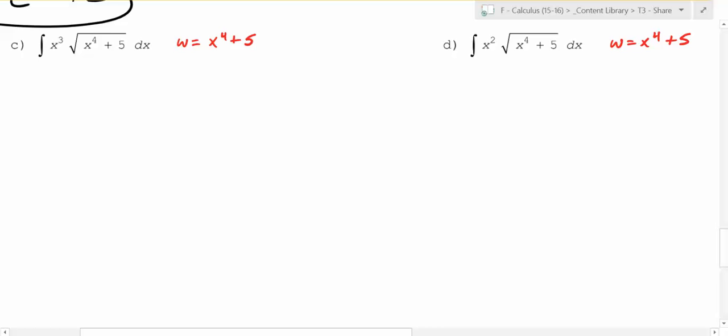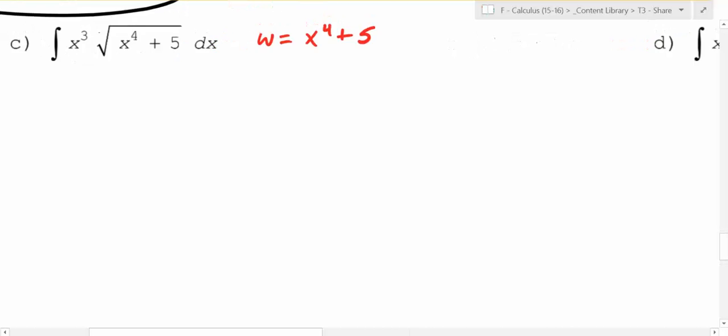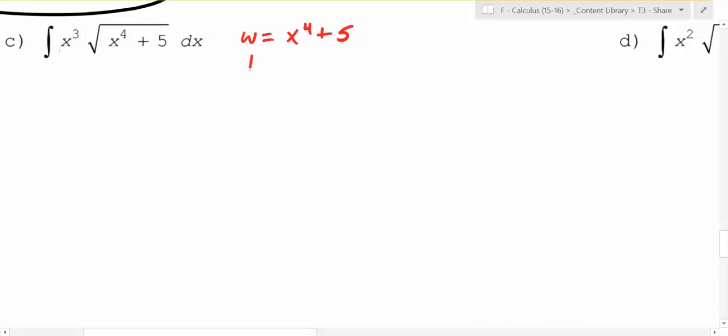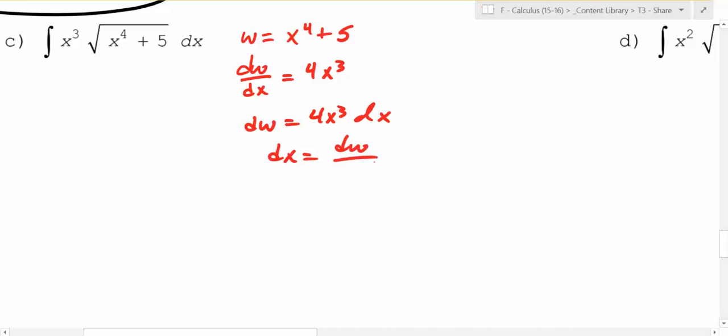You guys did the new thing really, really cleanly. I like that you did the new thing really, really cleanly. So you knew that dw/dx is going to be 4x cubed, right? That's what people got? Yep. Am I okay so far? So we knew that dw was equal to 4x cubed dx. So we knew that dx was equal to dw over 4x cubed.